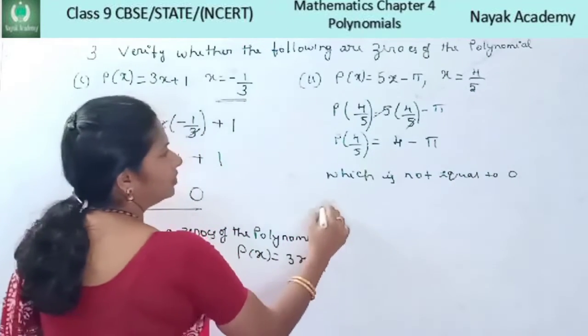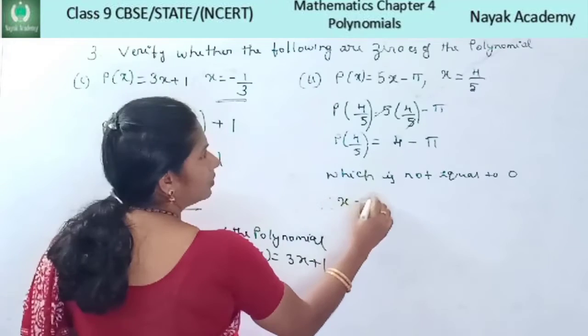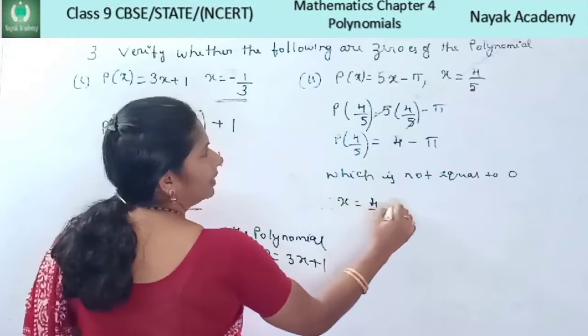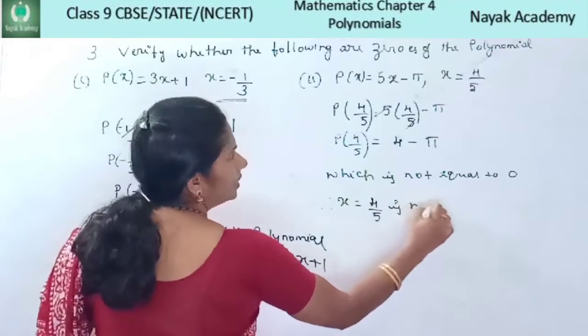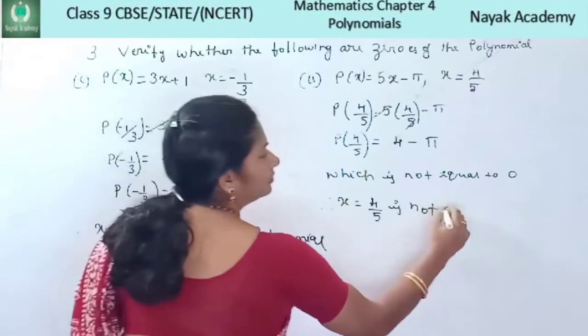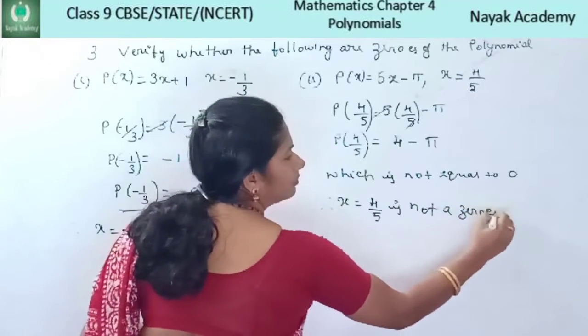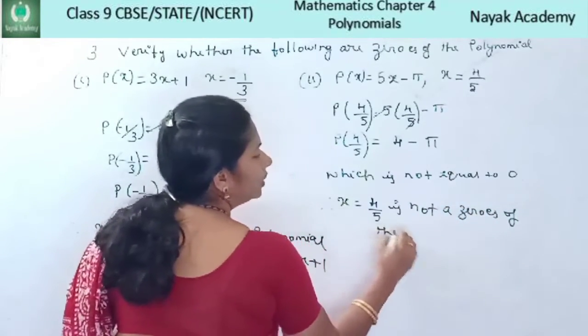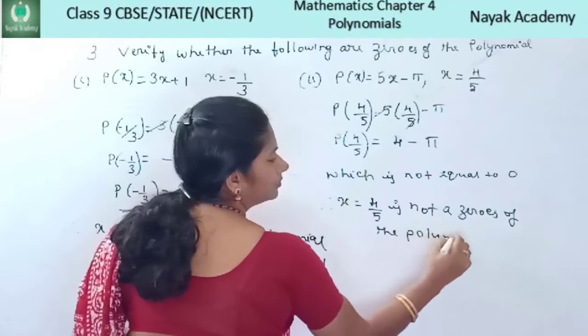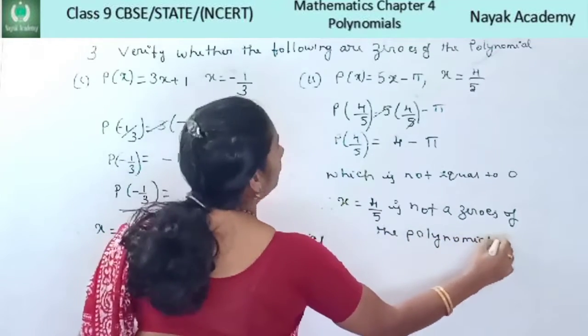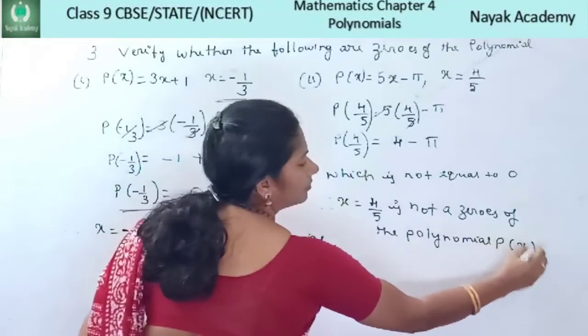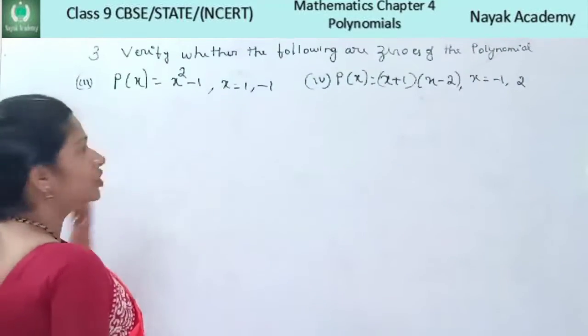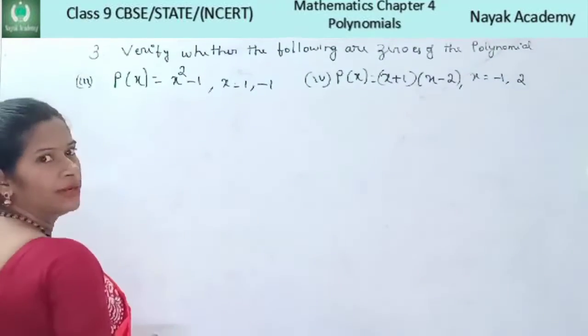So what is the conclusion, children? Therefore, x is equal to 4 by 5 is not a zero of the polynomial P of x. Now coming to the third question, P of x is equal to x square minus 1.